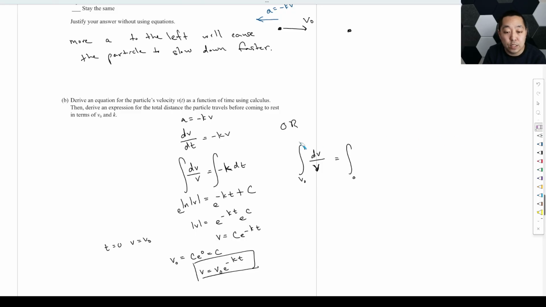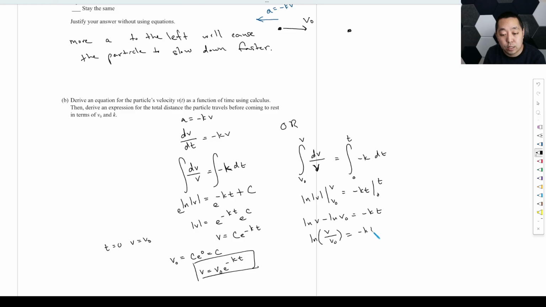Actually, so you'd go from v0 to a final velocity v, and you'd integrate from 0 to time of negative k dt. So that would be ln absolute value of v from v0 to v, negative kt from 0 to t. And so you get ln of v minus ln of v0 equals negative kt. This you can combine into a single fraction. V over v0 equals negative kt. Put e as the base to get rid of the natural log. And so v would equal v0 e to the negative kt. Okay, so either way you want to do it is totally fine.